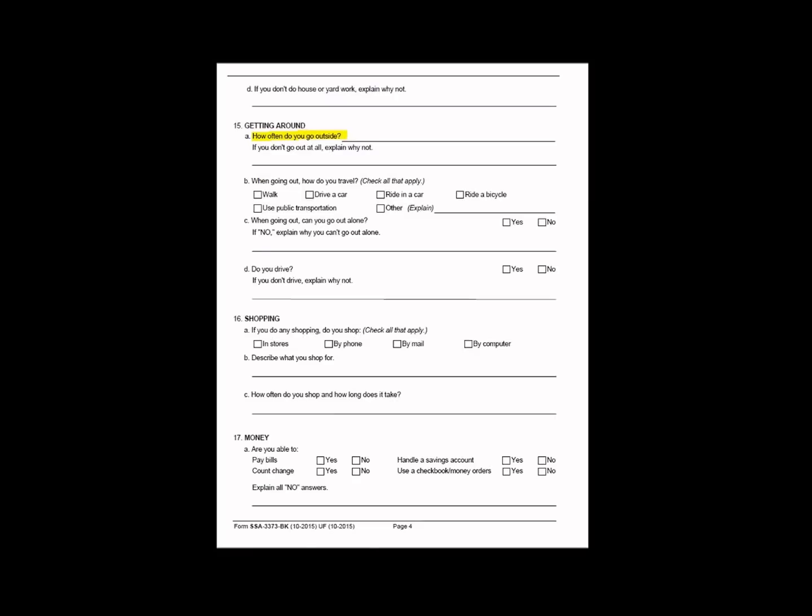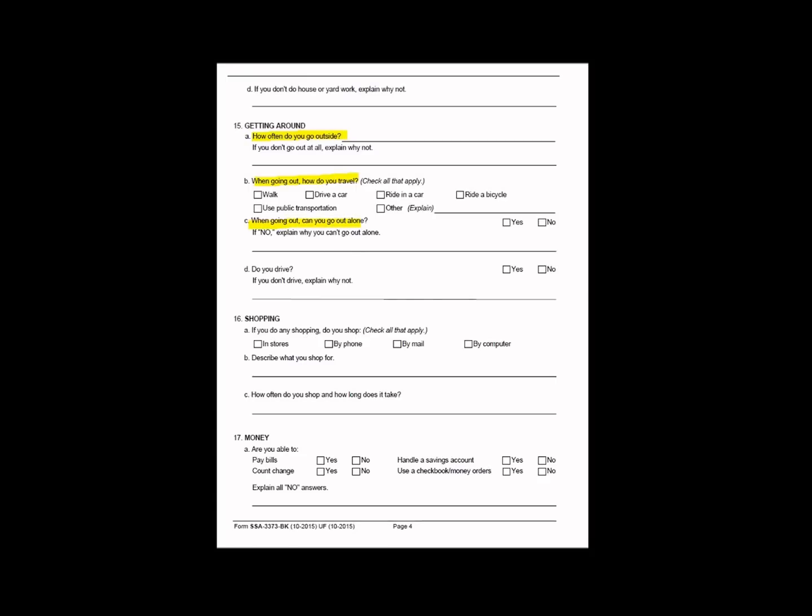How often do you go outside? Because presumably if you go outside, there's people outside. Or maybe not just necessarily because of who you get along with. Let's say you also say you have breathing problems, and that going out into the elements causes you to have breathing issues. Well, how often do you go outside? So they want to know. Same thing when you're going to different places to travel, they want to know. Walking, driving, riding in the car, riding a bike. When you go out, can you go out alone?